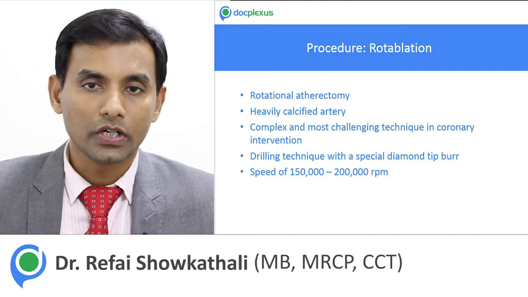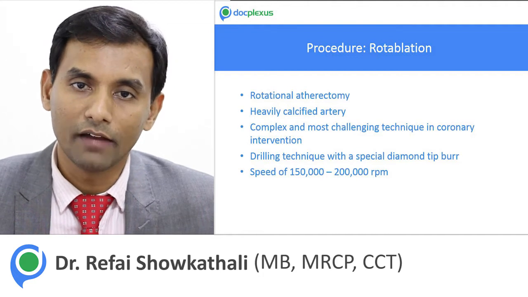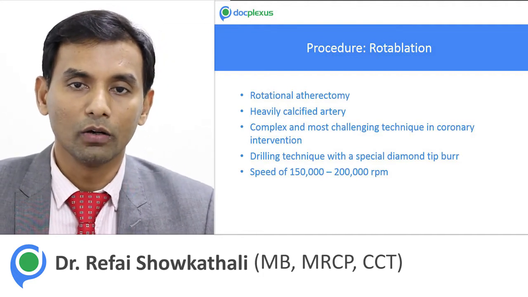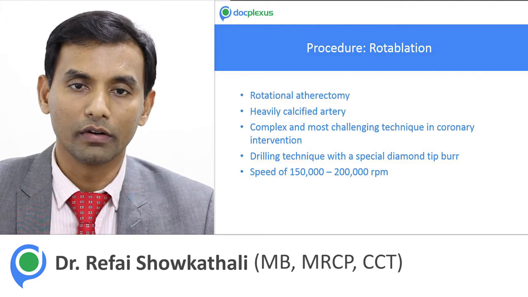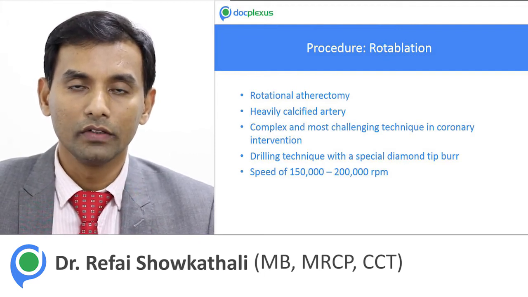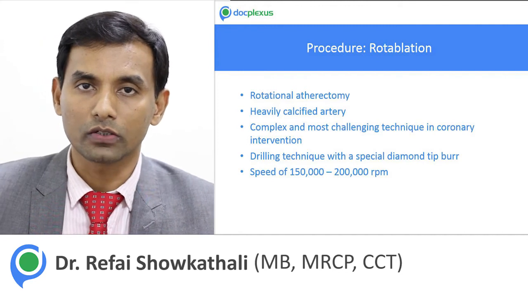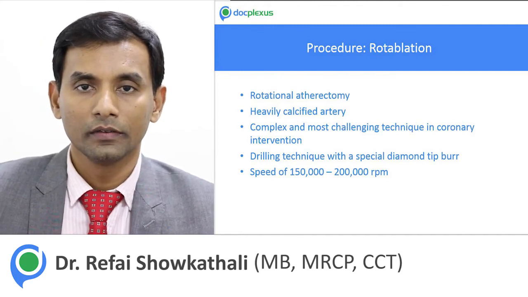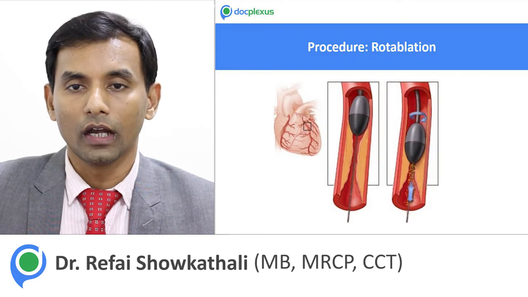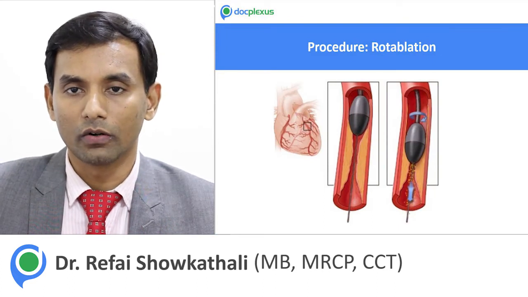So as I said, the rotational atherectomy or the rotablation is used in heavily calcified arteries. It's a very complex and most challenging technique in coronary intervention. It's a drilling technique with a special diamond tip burr with a speed of around 1.5 to 2 lakhs rotations per minute. This is the picture showing how the rotablation is performed inside the coronary artery.